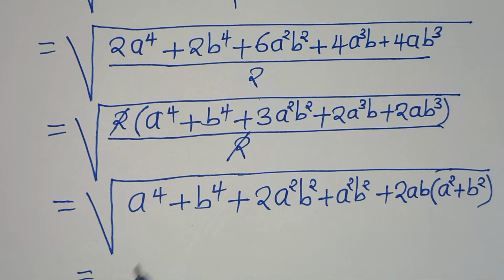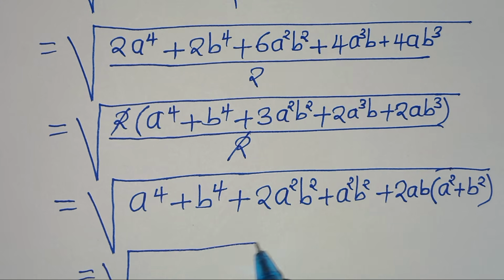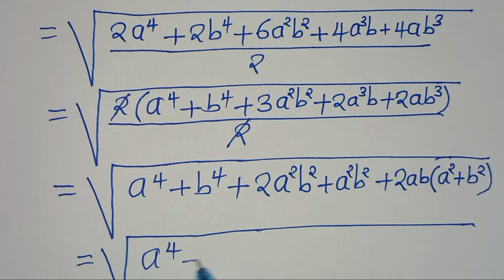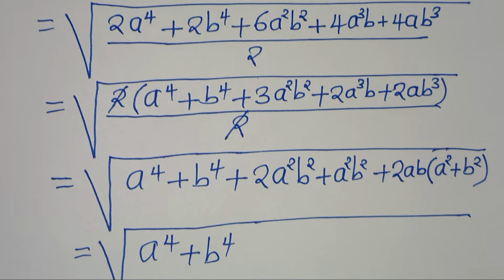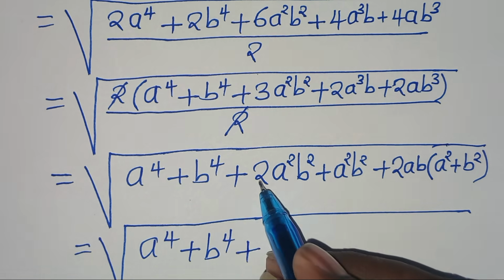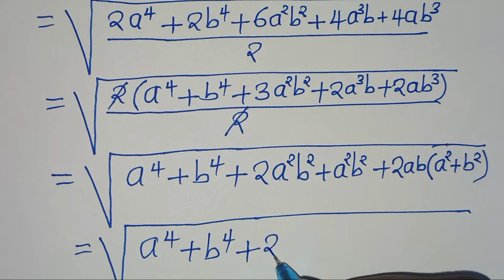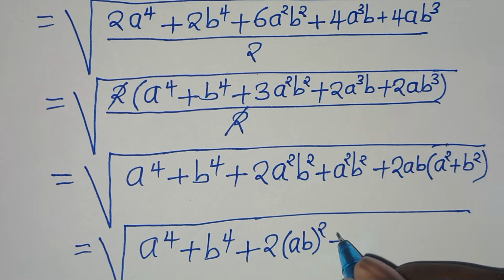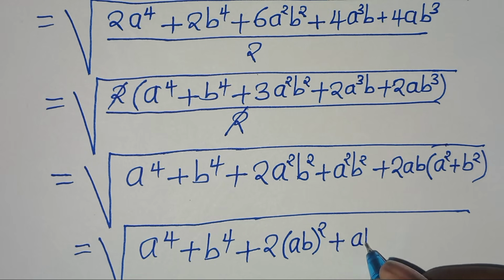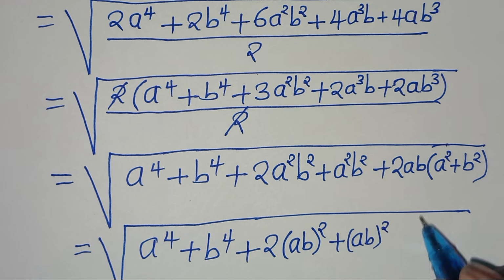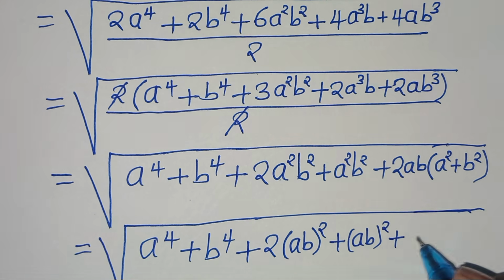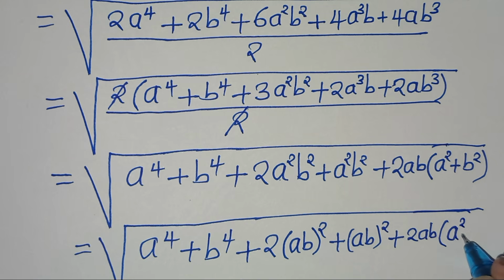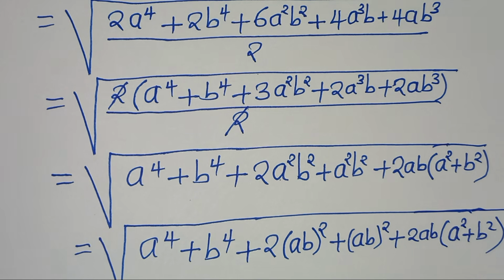The next step is that here we have the square root of, now we can express this as a to the power of 4 plus b to the power of 4, then plus we can express 2a squared b squared as 2 into the parentheses ab raised to the power of 2, then plus ab raised to the power of 2, then plus 2ab into the parentheses a squared plus b squared.